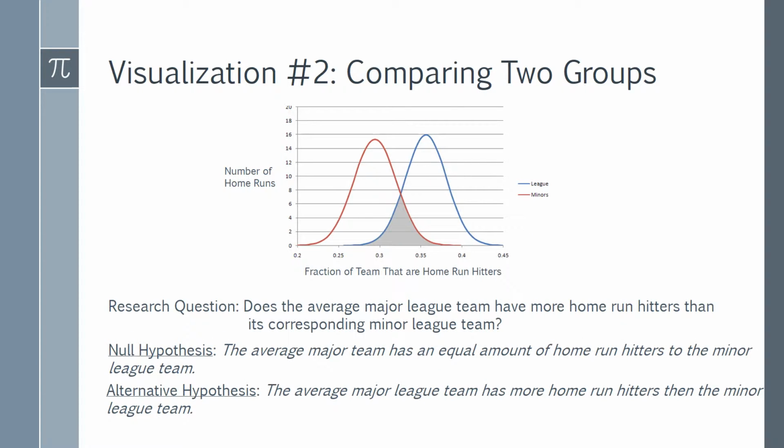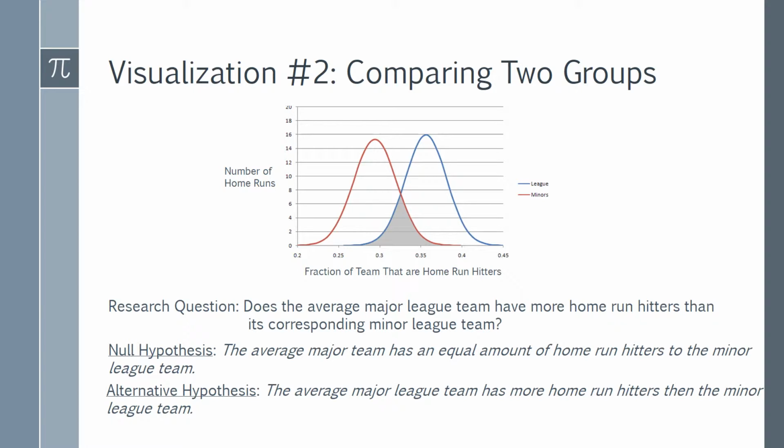On visualization number 2, we are comparing two groups. If you notice, there are two bell-shaped curves indicating the minor league, which is the red curve, and the major league, which is the blue curve. On the left side, it shows the number of home runs, but at the bottom of the chart, there's a fraction of teams that are home run hitters.